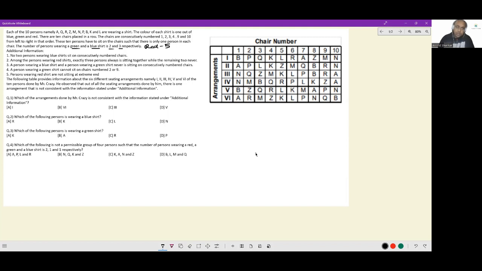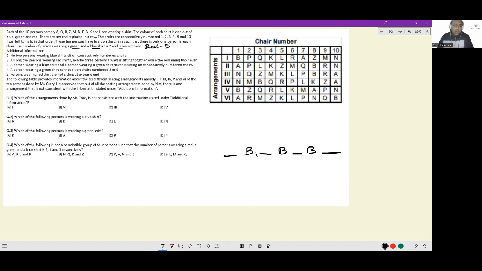No 2 persons wearing blue shirts sit on consecutively numbered chairs. There are 3 people who are wearing blue. So blue, and blue. Maybe the blanks at either end get filled, but blanks in between definitely have to be filled. The instruction has been written in diagrammatic or symbology form.